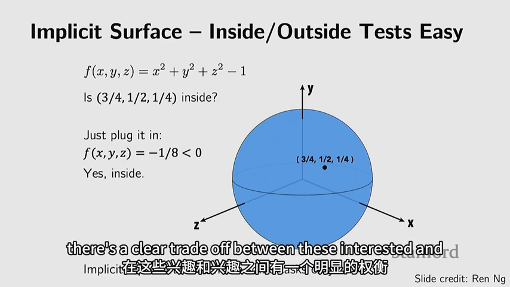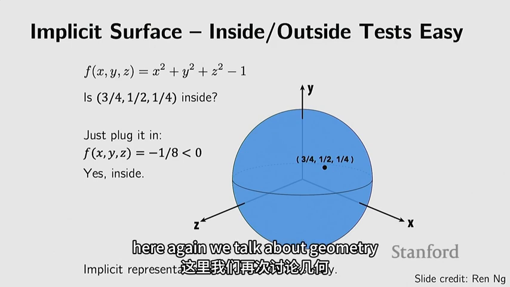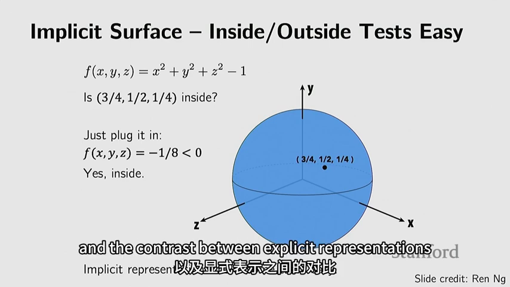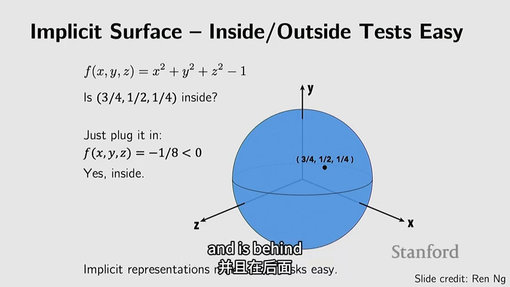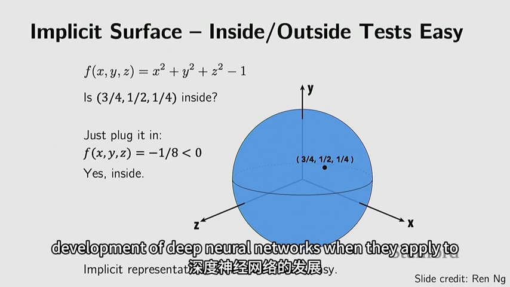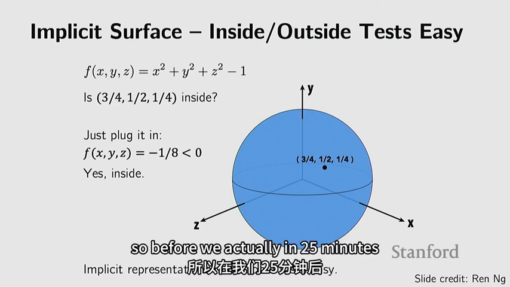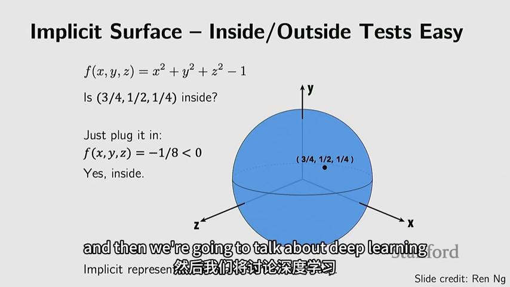So you can see there's a clear trade-off between implicit and explicit representations. Here we talk about geometry, but this distinction and contrast between explicit and implicit representations is very important and fundamental. It is behind the development of deep neural networks when they are applied to 3D data in general, as we'll see later. Okay, it's been 25 minutes, so I promise I'll spend no more than 5 minutes, and then we're going to talk about deep learning.